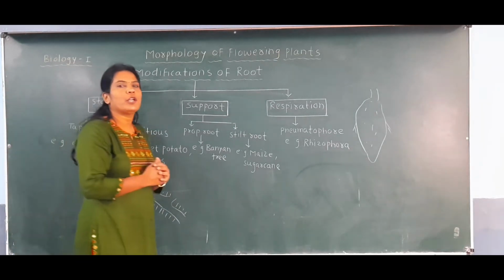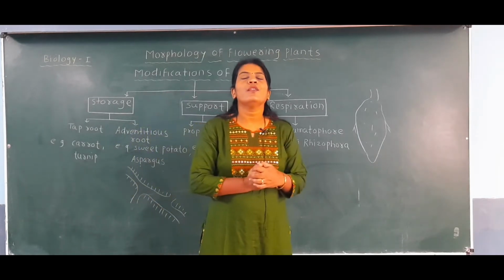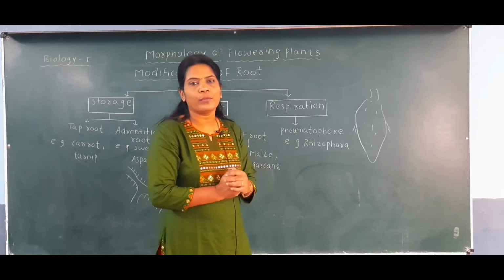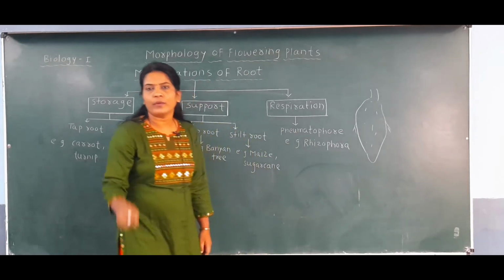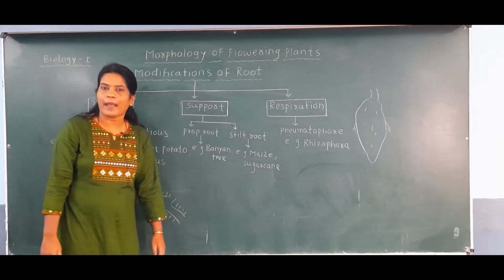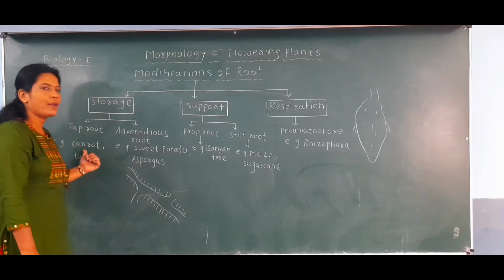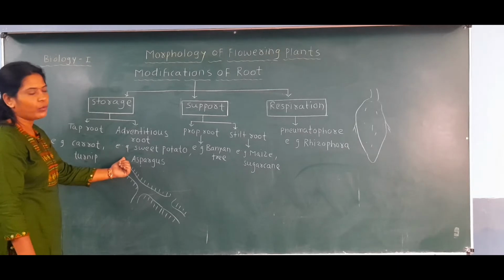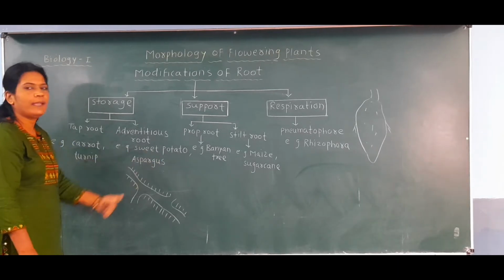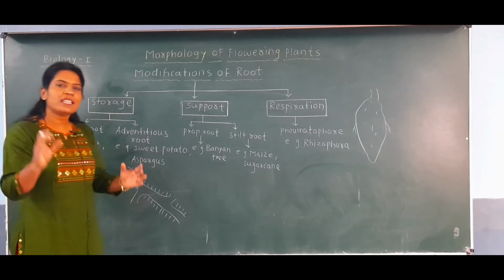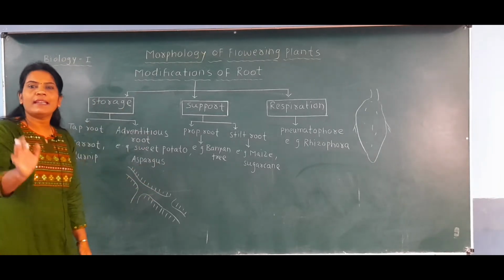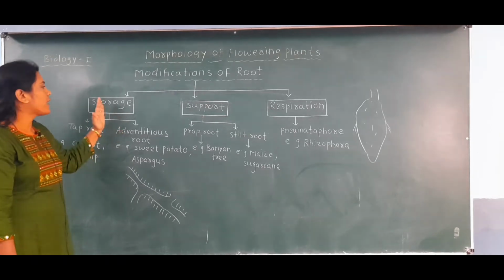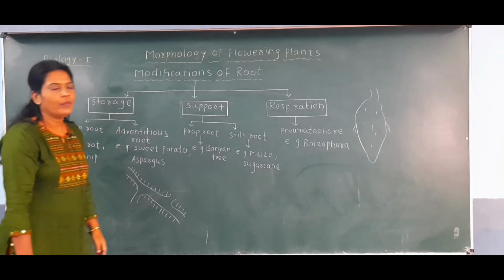So from the NEET point of view, a question may be asked: for the storage of food, give the examples of the root which gets modified. So you have to remember two examples of taproot, the carrot and the turnip, and two examples of the adventitious root, the sweet potato and the asparagus. If you make a chart like this, then you can easily remember the examples of the roots which are modified for the storage of food.